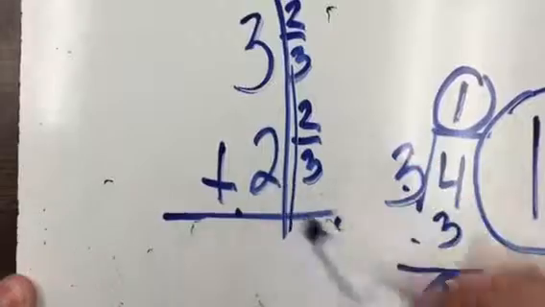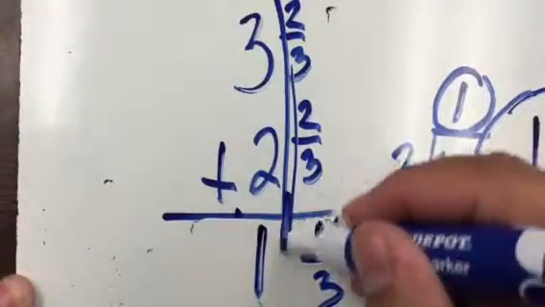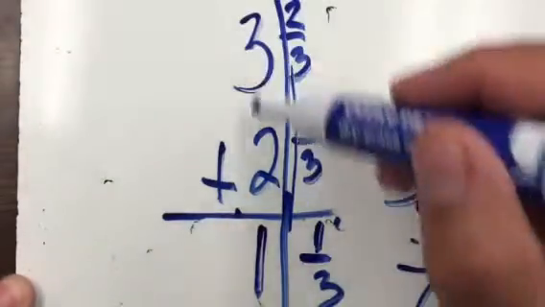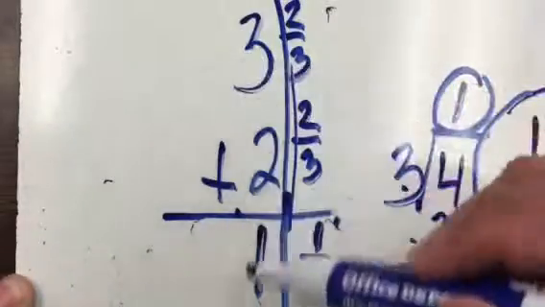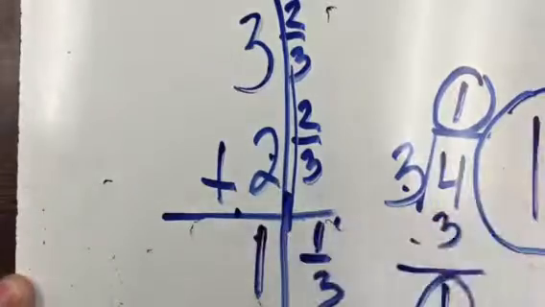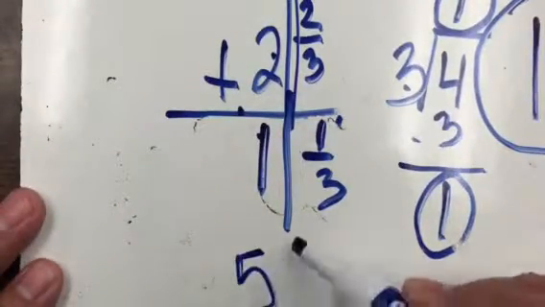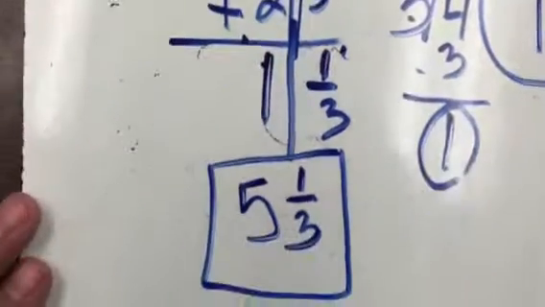So I can come over here to my problem, and I can add 1 and 1/3. Now since I've already added my fractions, I can stop there, and now I can add my whole numbers, right? Because 3 plus 2 is not 1. I have to add all 3 of these whole numbers together. 3 plus 2 plus 1 is 5. And then I have my 1/3. My answer is 5 and 1/3.